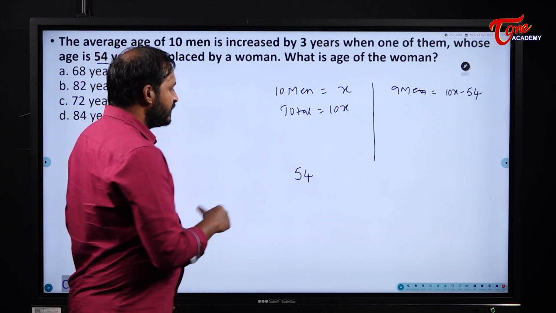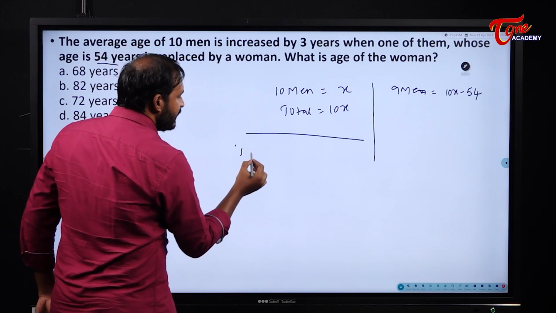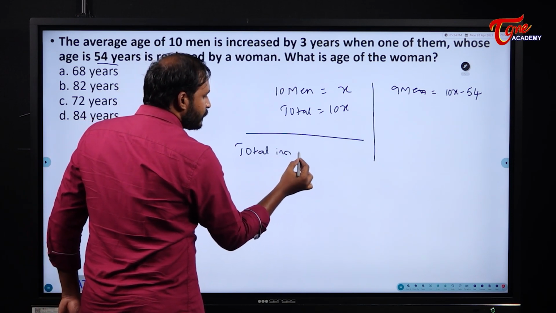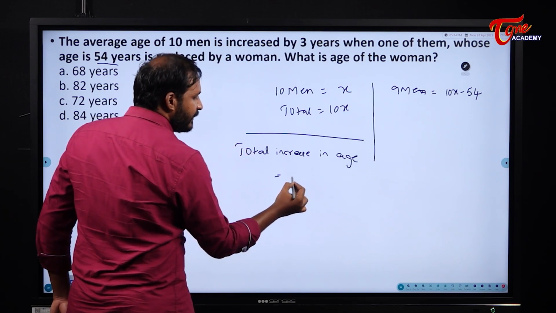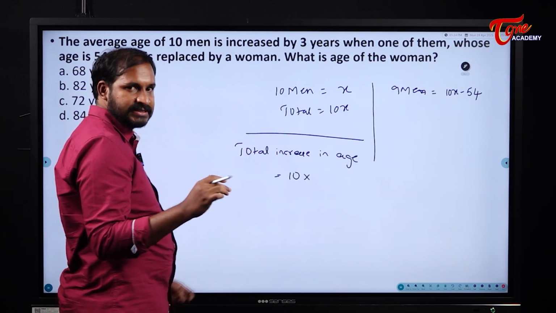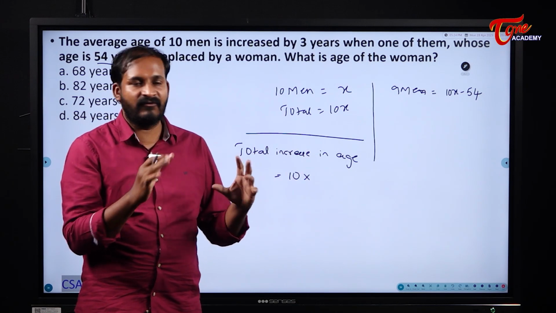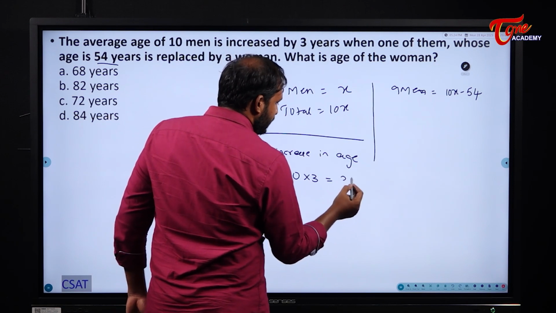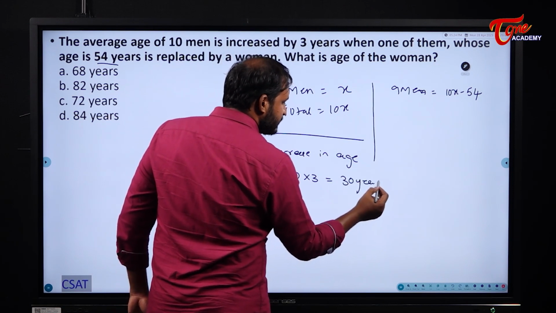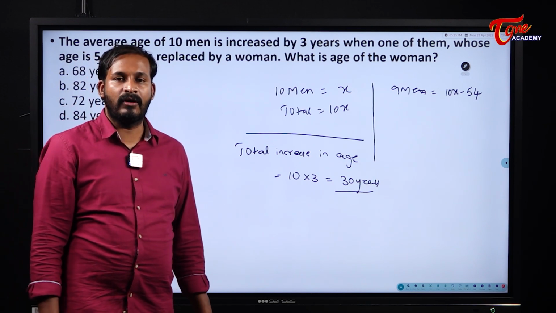Because of this, what will be the total increase in age? The total increase in age is for 10 people. Anyway, the total number of persons remains the same, since when the woman was added, one man left. So 10 into 3 is 30 years. The total increase in age is 30 years. This 30 years was brought by whom?